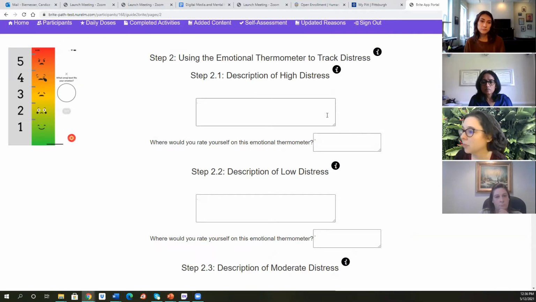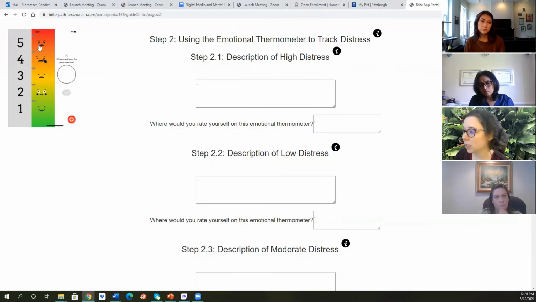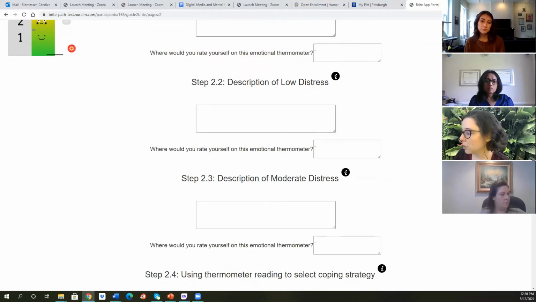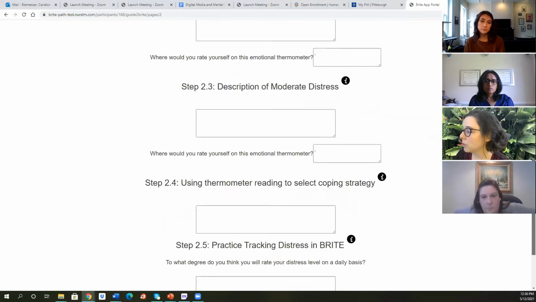So, at a high level of distress, maybe I start to feel like I'm panicked. I have trouble breathing, or my heart's racing, or whatever it is, getting some descriptors, and they would indicate that's probably about a 5. You do the same with a low level of distress, and then also with a moderate level of distress.